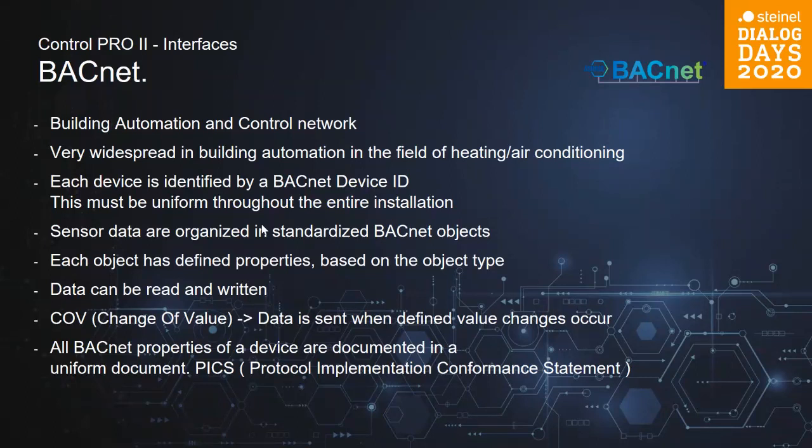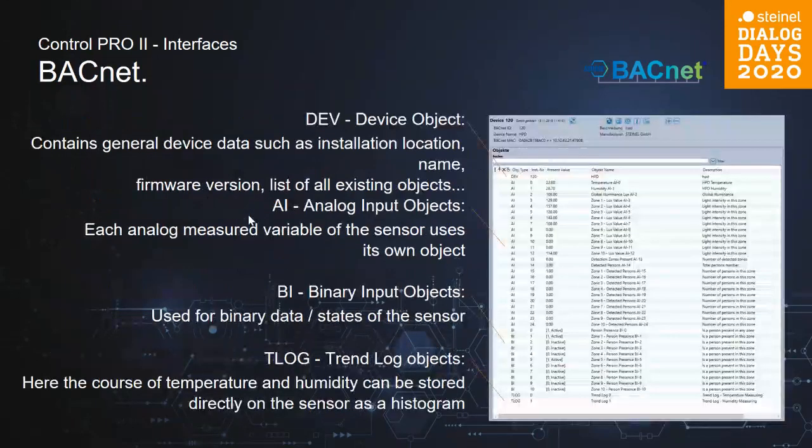All BACnet properties of the device are documented in a uniform document, PICS, the Protocol Implementation Conformance Statement. Here we have an overview of the BACnet interface, from the device object through to the analog input devices, the binary input objects, and the trend log objects.